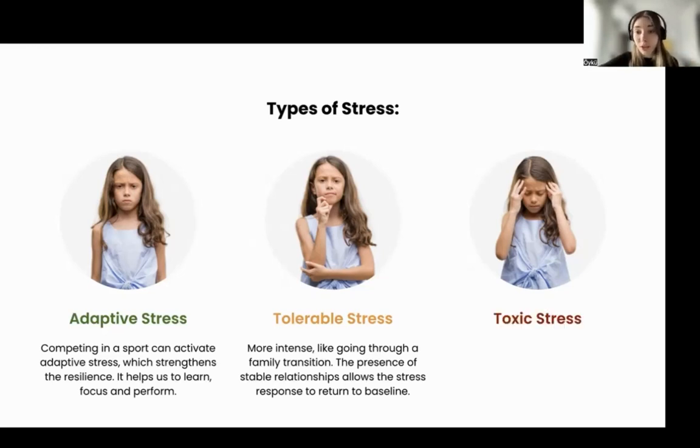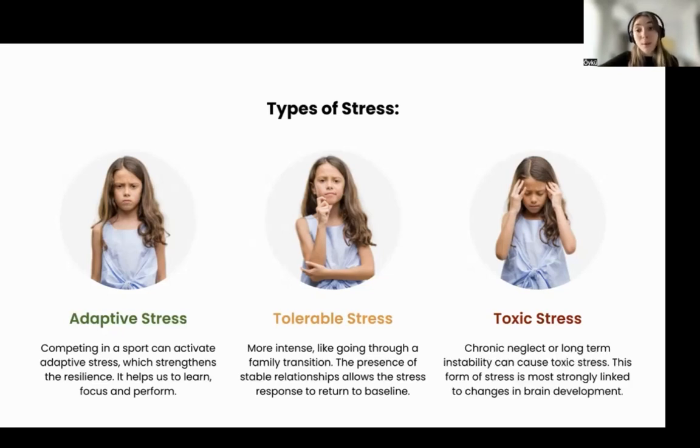But if you cross to the toxic stress, aka chronic stress, we see the problem happening. So chronic neglect or long-term instability can cause toxic stress to happen. And this form of stress is mostly and strongly linked to changes in the brain development that we're going to talk about today.